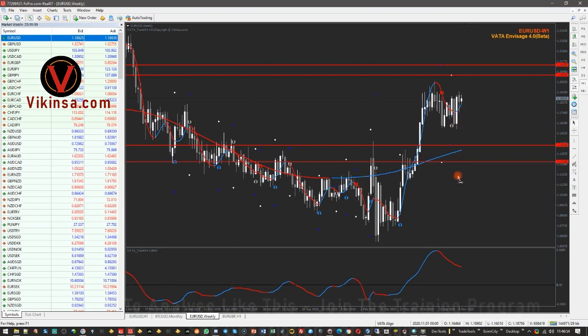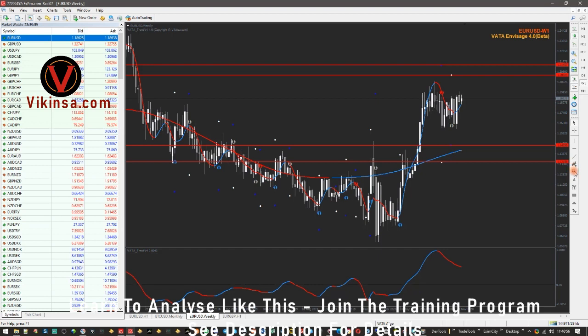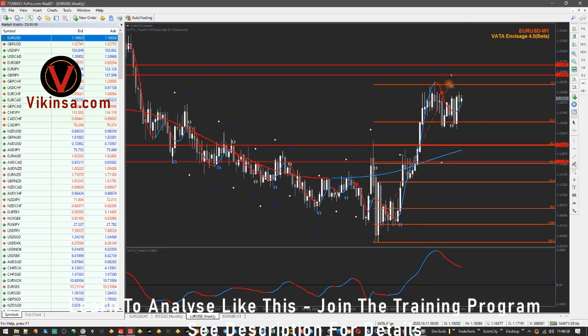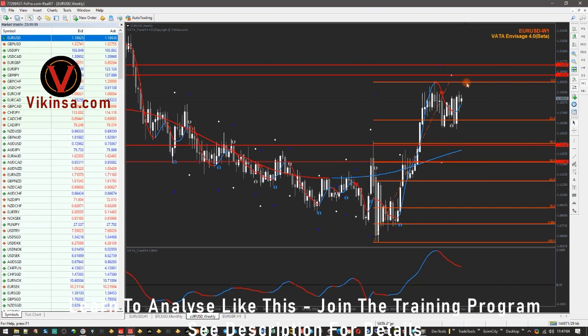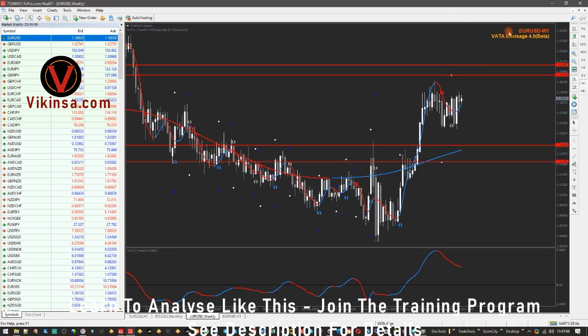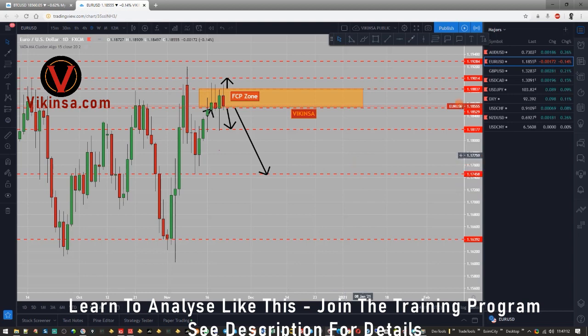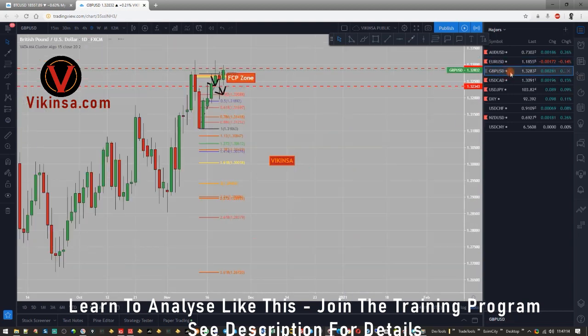So near about that. And if you draw Fibonacci on it, you'll notice that this is 38.2 near about, and this is near about 50% as well. So that confluences nicely with NVSAJ targets. Okay, so that's what we have on EURUSD. Let's move on to GBPUSD.